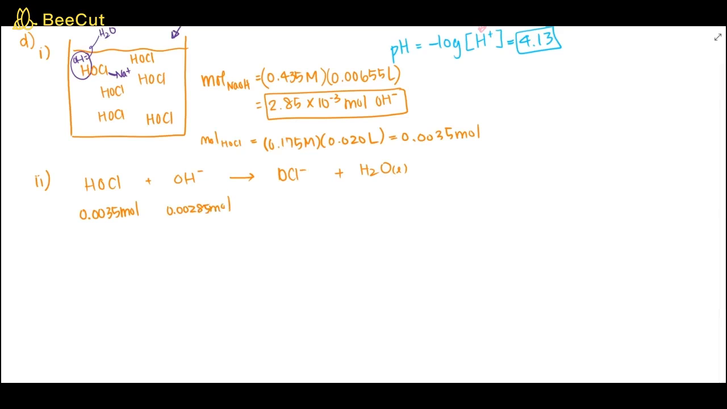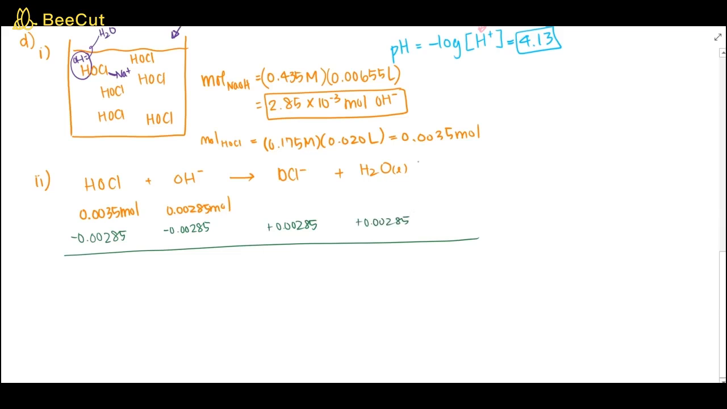So which one is the limiting reactant? Obviously it's going to be OH minus. OH minus is the strong one, so it's going to drive the whole reaction to the right, creating 0.00285 moles of OCl minus and 0.00285 moles of H2O. But again, we are not going to take H2O into consideration because that's a pure liquid.